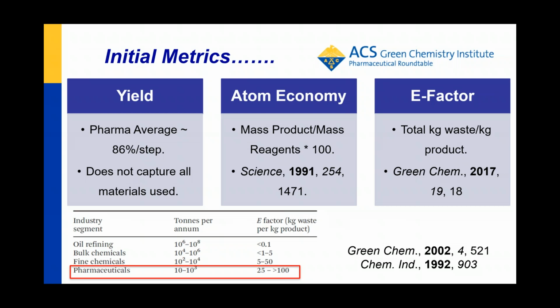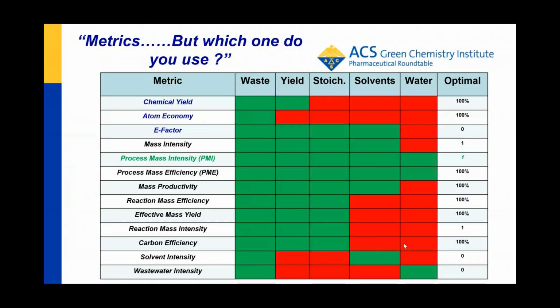Okay, so when I say this, there were three metrics, and all of a sudden there's an absolute explosion in terms of how many metrics are out there. I'm not going to go through them all in this table, and trust me, there are even more. But you can see at the top the three we just looked at: the chemical yield, atom economy, and E factor, and also the process mass intensity, which we're going to discuss.